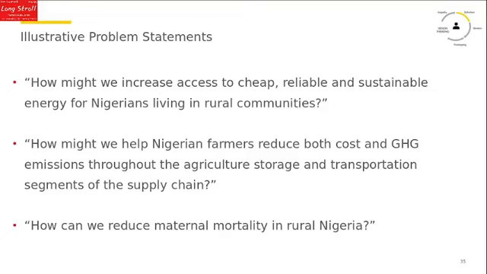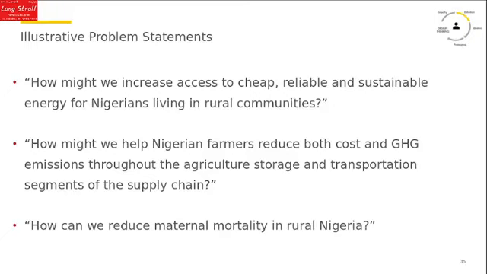Now the next example here is, how might we help Nigerian farmers reduce both costs and greenhouse gas emissions, that's GHG, throughout the agriculture storage and transportation segments of the supply chain. So this also has to do with agriculture, especially for farmers, in storing their products and in transporting them, how they can reduce both the costs and the emissions that go with it.